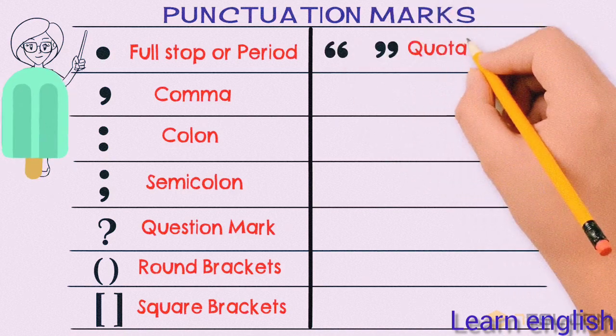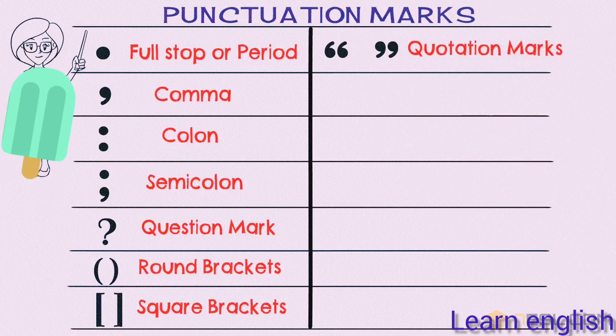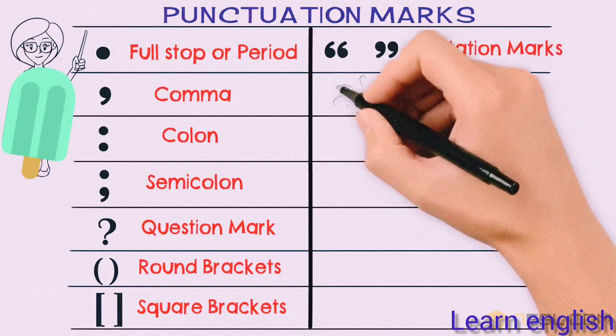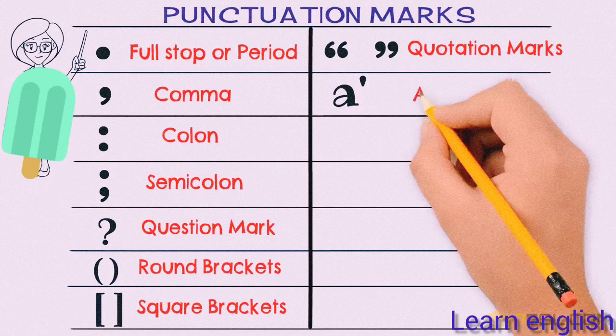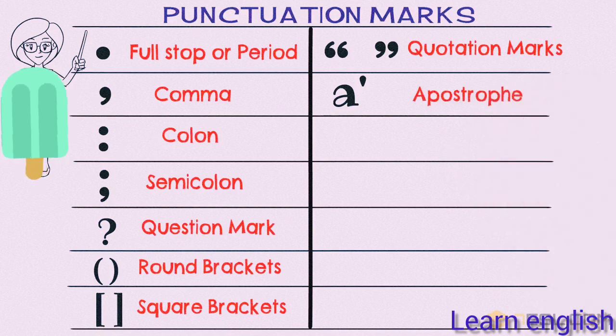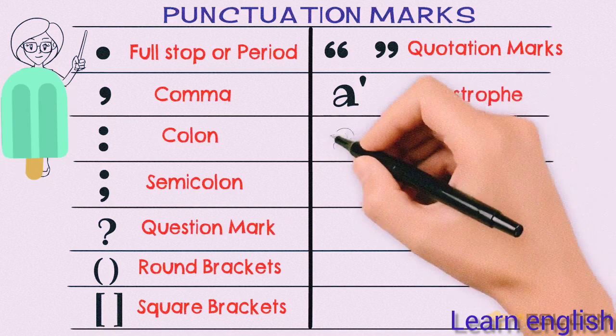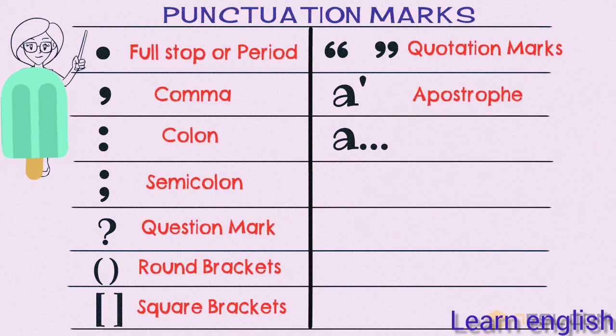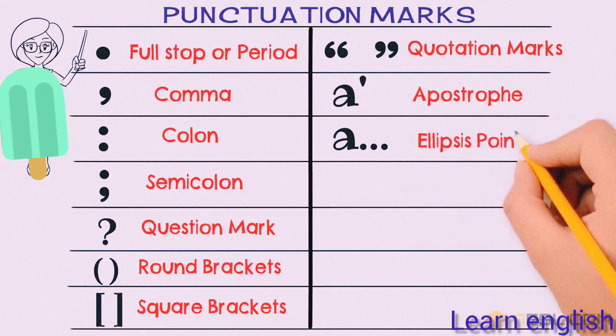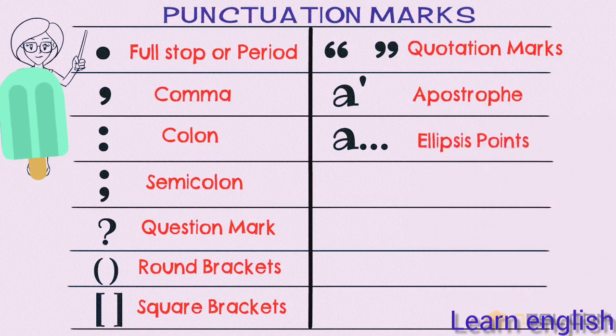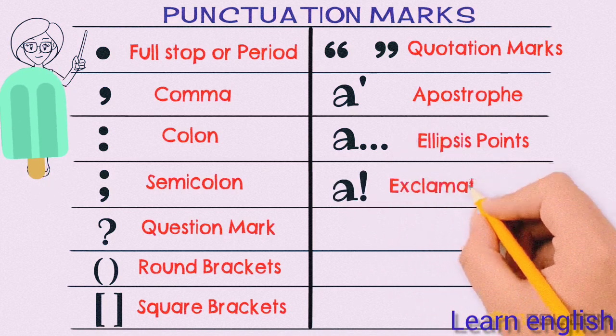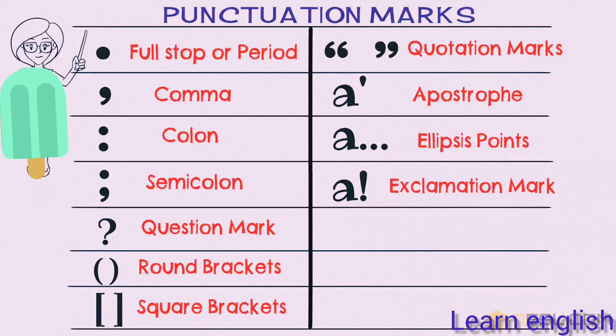And after that, next is quotation marks. We use them while we are quoting something. The apostrophe is like the one written after a. A is showing that something is written, and apostrophe has been done, and the ellipsis points, the three dots, are ellipsis points. After that, exclamation mark.